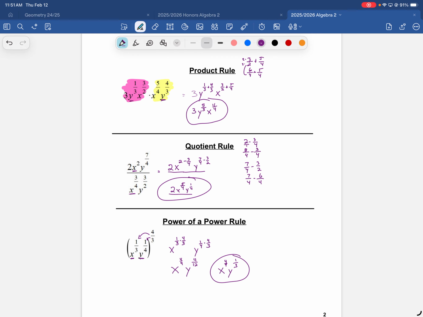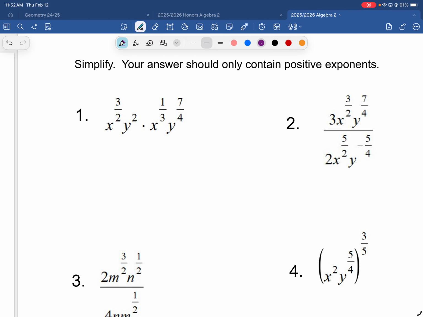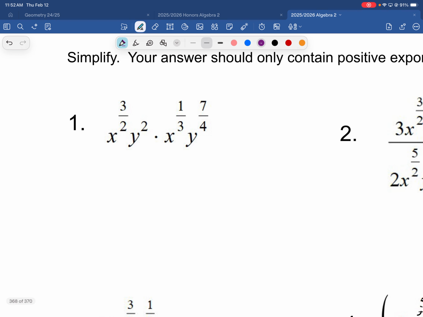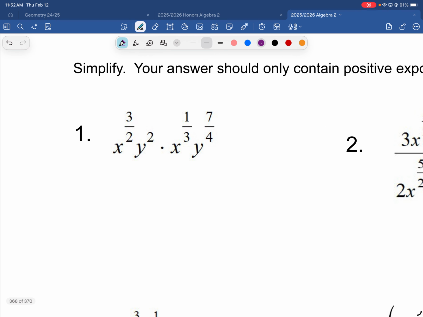It was just cool. Anyway, so let's put them together where we have a bunch of things going on, maybe and maybe not. So let's look at this first example. We've got x to the 3/2, y to the 2nd, times x to the 1/3, y to the 7/4.